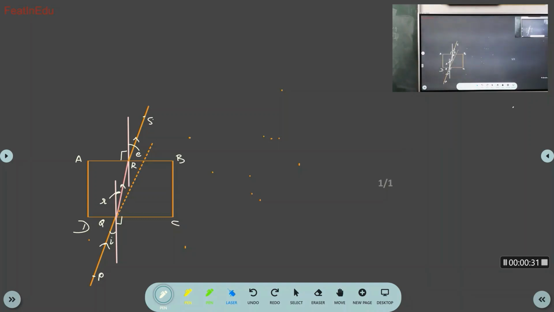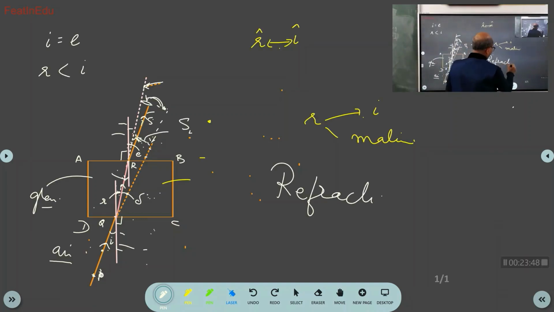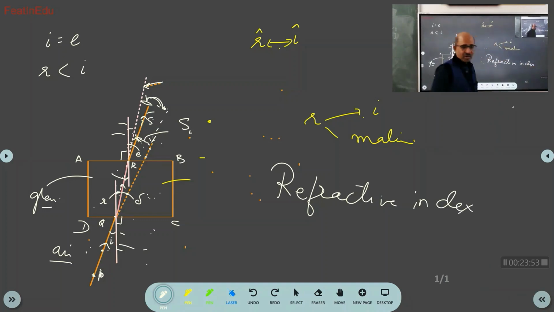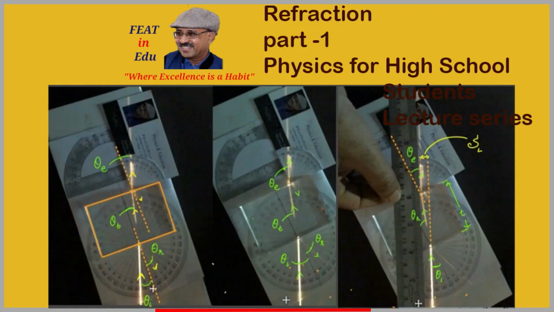As you can very well see, refractive index. Refractive index is a figure of merit which will tell you how much the light will bend.